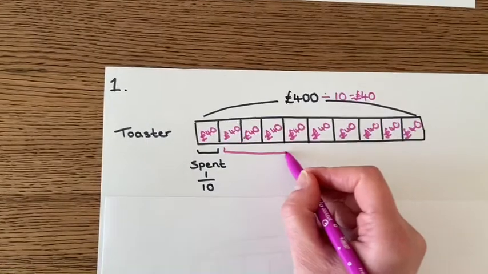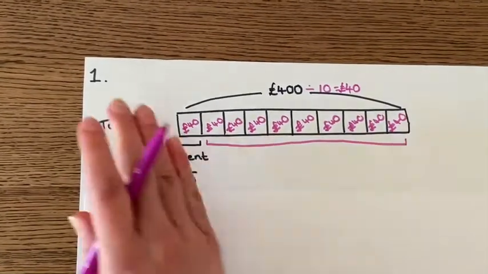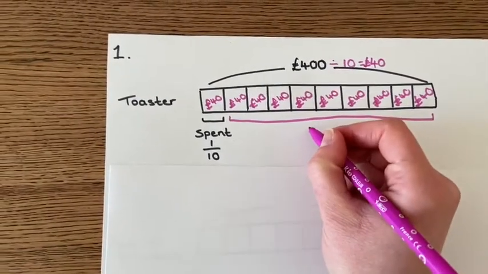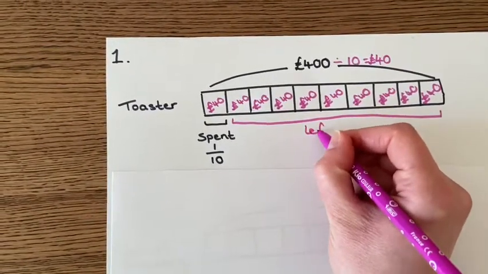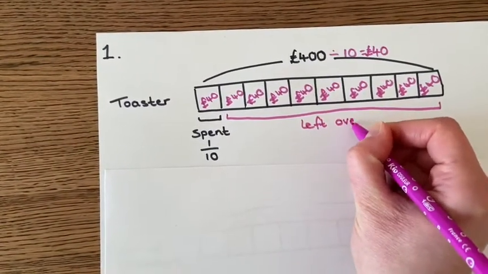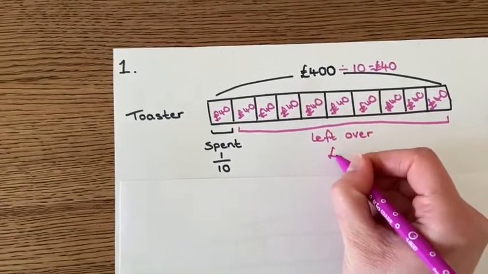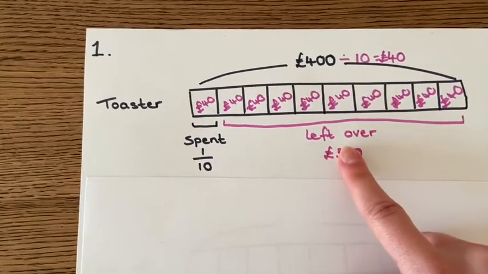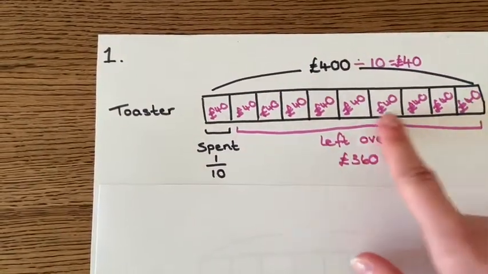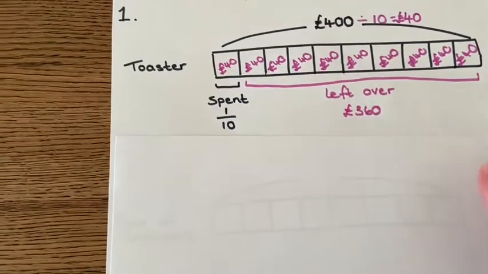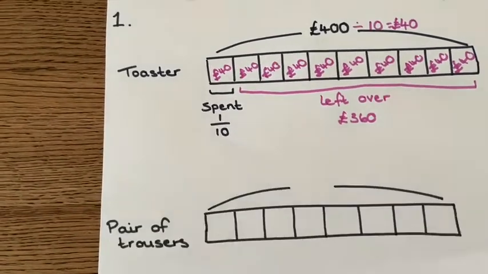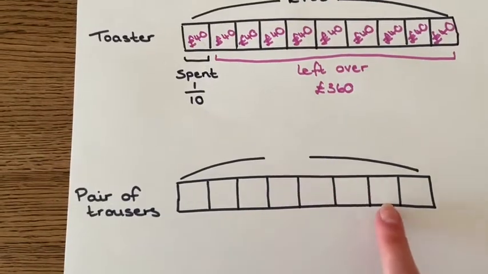Hopefully you can calculate by subtracting this part from the whole amount, and you would recognise that this is the amount left over, and that is £360. Now it's always important to make a note of that. So I've done my calculation at this point. Now I need to then represent the next part, which is my pair of trousers.